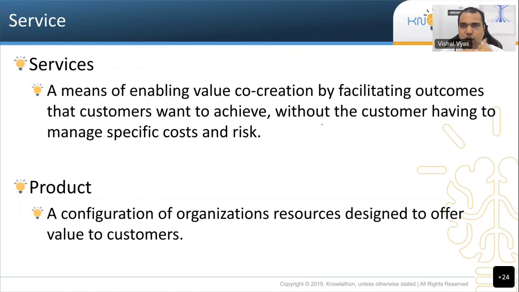Arun, can you unmute and speak? Yes, let's work for 2 minutes together.